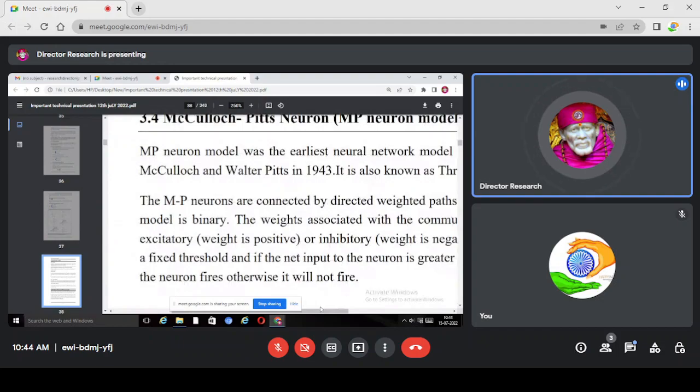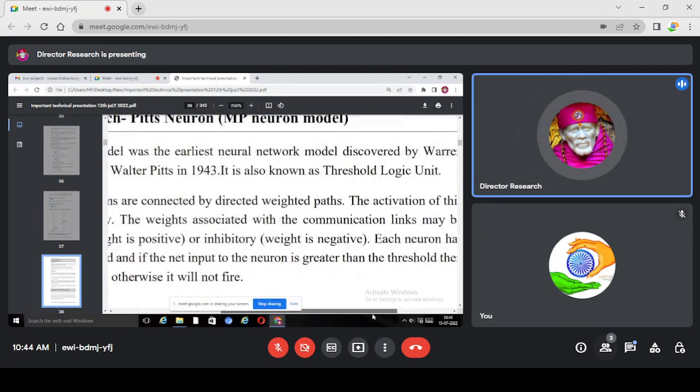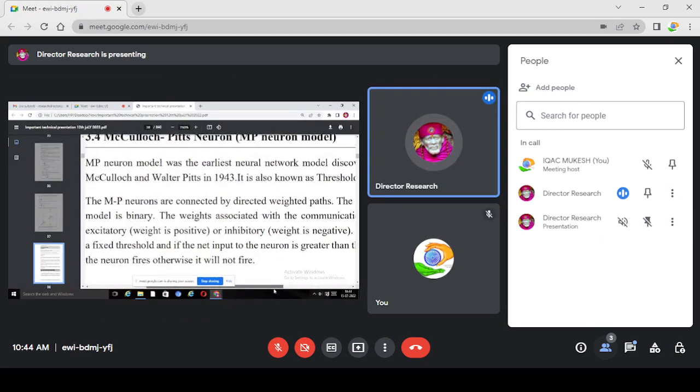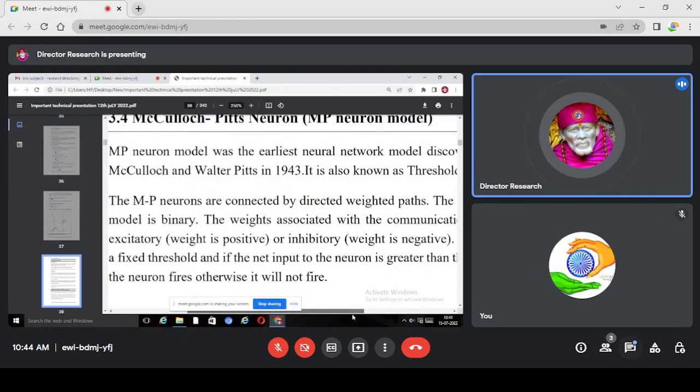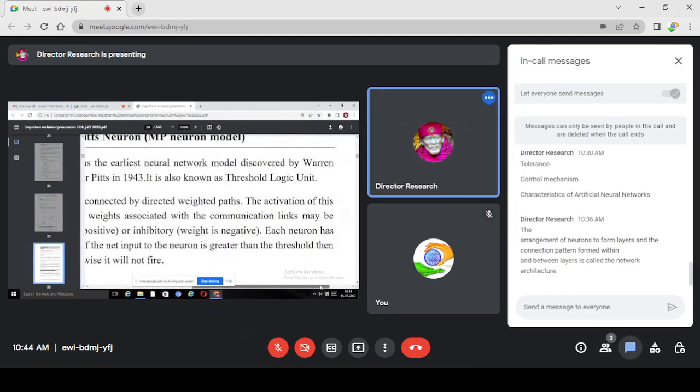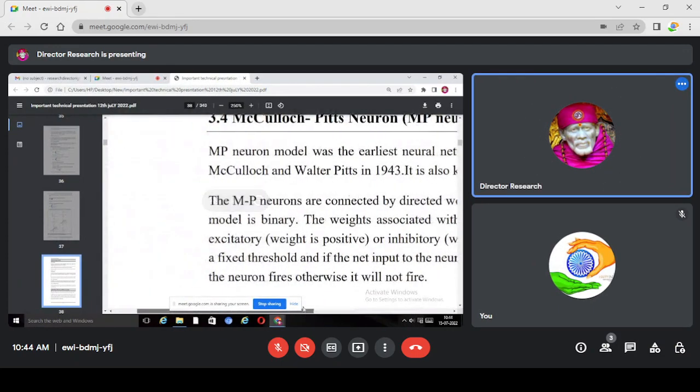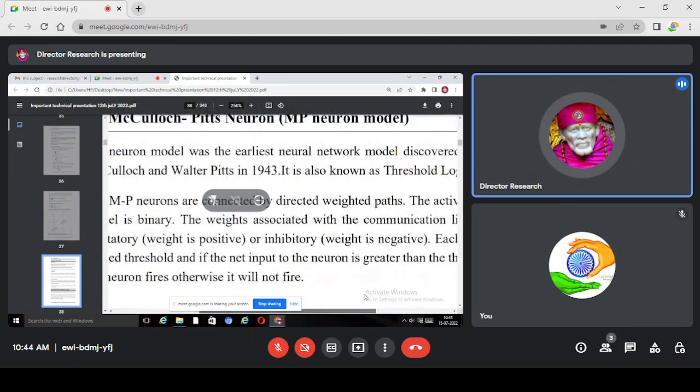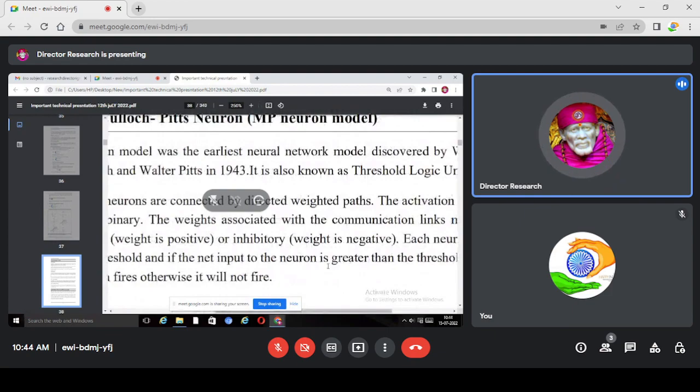The MP neuron model was the earliest neural network model. The MP neurons are connected by directed weighted paths. The activation of this model is binary. The weights associated with communication links may be excitatory, where the weight is positive, or inhibitory, where the weight is negative. Here the two conditions are there: weight is positive, weight is negative.